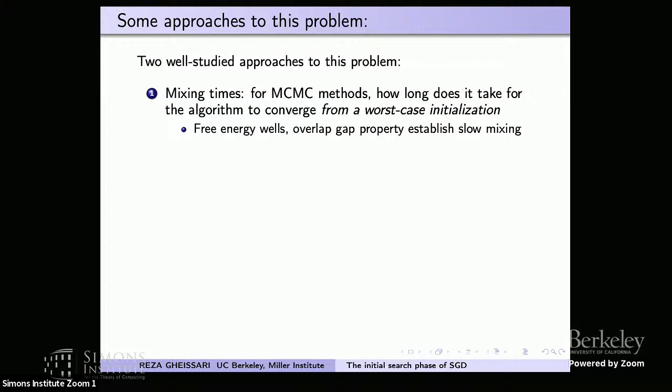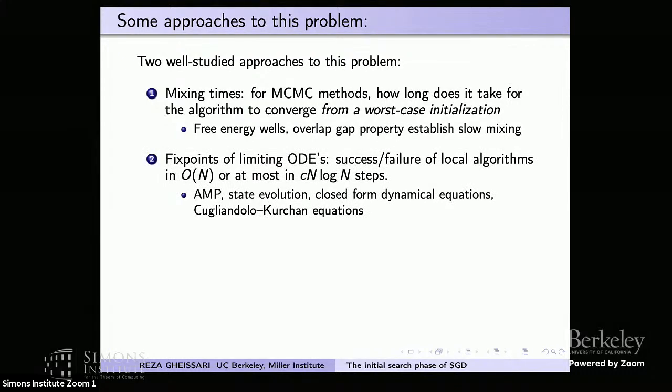Another class of approaches does hone in on different kinds of initializations other than worst case. That's based on taking limiting ODEs, fixed points of limiting ODEs, looking at state evolutions, things like that. So there's a mean field limit, AMP, state evolutions. Generally, these approaches first send n to infinity and then take time large. What that means is these are short time asymptotics. So for the success or failure of local algorithms, you can say something about it in order n many steps, sometimes order n log n using some kind of stability arguments, but not beyond that.